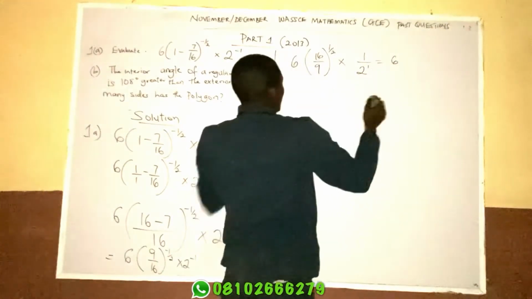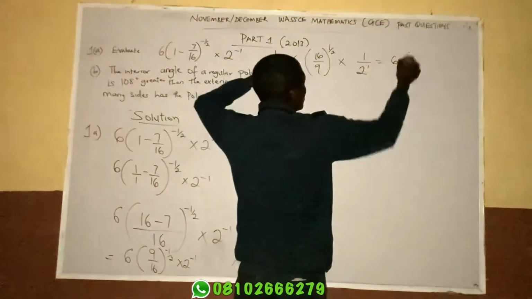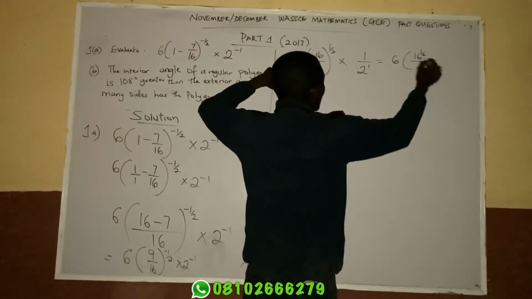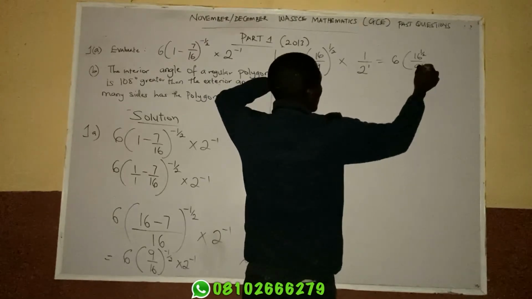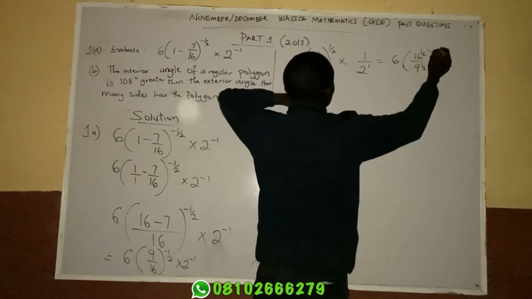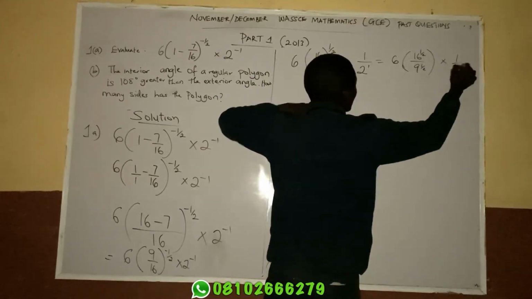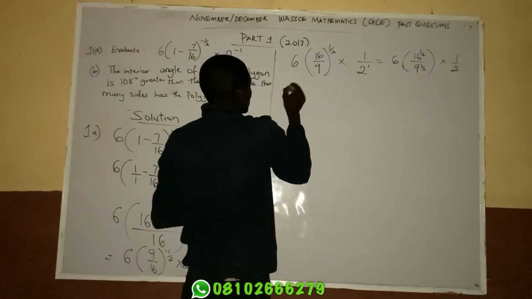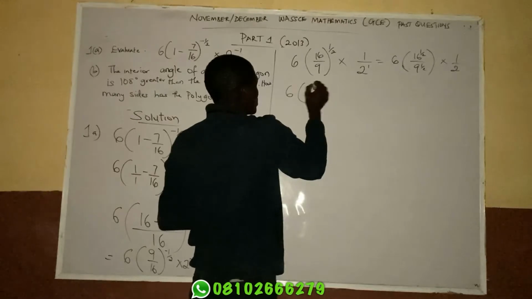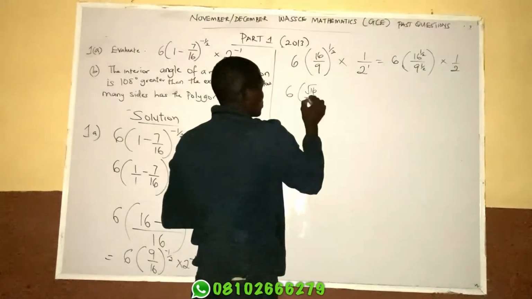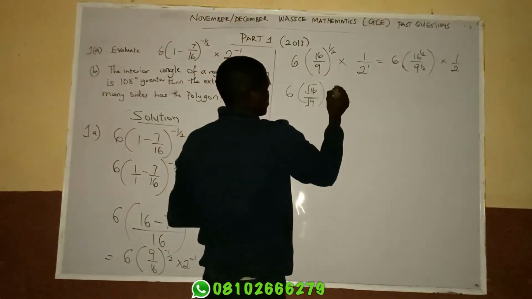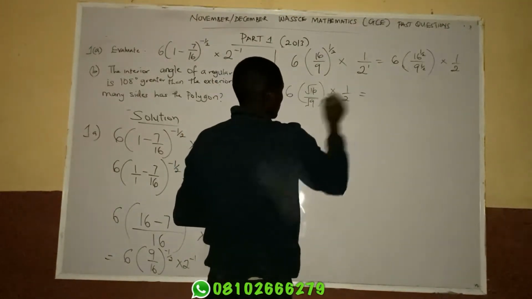Now here I have 6 into bracket 16 raised to power half all over 9 raised to power half, bracket close, times 1 over 2. Now if you see 16 raised to power half, it means root 16 all over root 9, bracket close, times 1 over 2.